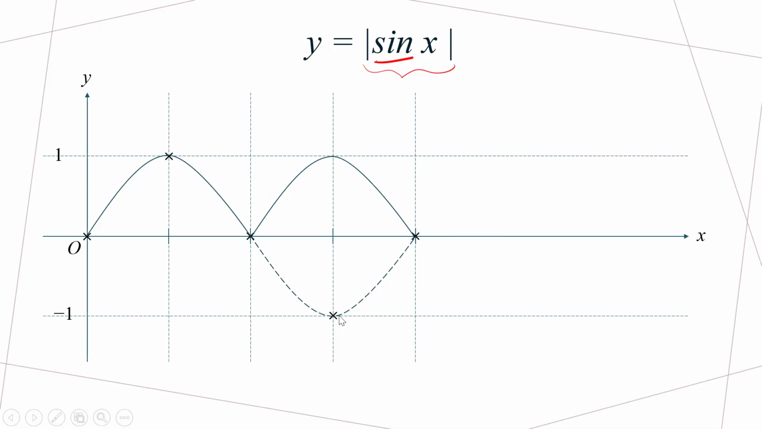Modulus means whatever is negative, fold it upwards, reflect it upwards. So the one that you draw here, you don't need to erase it. Just erase some of the line and make it a dotted line. So this will be your modulus sine x graph. Then only you mark down your angle. For sketching, you don't have to be very accurate, but the shape must be there.